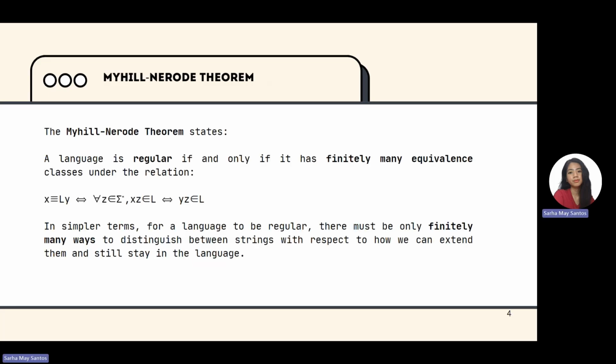Now let us discuss the Myhill-Nerode theorem and how we are using it to test the regularity. The Myhill-Nerode theorem states: a language is regular if and only if it has finitely many equivalence classes under the relation. The strings x and y are equivalent with respect to the language L if and only if for all possible strings z, the concatenation of x and z is in L if and only if the concatenation of y and z is in L. In simpler terms, for a language to be regular, there must be only finitely many ways to distinguish between strings with respect to how we can extend them and still stay in the language.